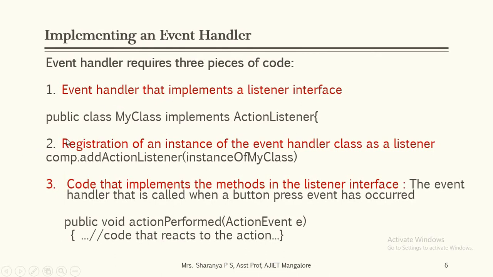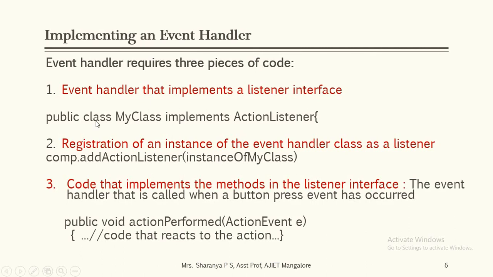The next step is registration of the instance of the event handler class as a listener. The listener needs to register with the source object so that the listener can receive the event notification. This is done by using the statement component.addActionListener, where the instance of the class is passed as an argument. Next, the code that implements the method of the listener interface needs to be invoked. That is the event handler that is called when the button press event has occurred. After that, the action that needs to be performed will be called internally.